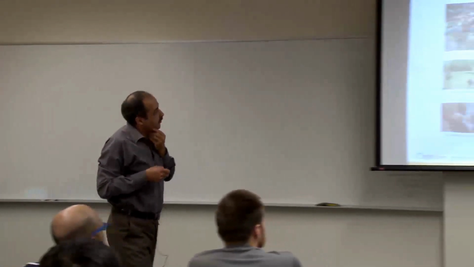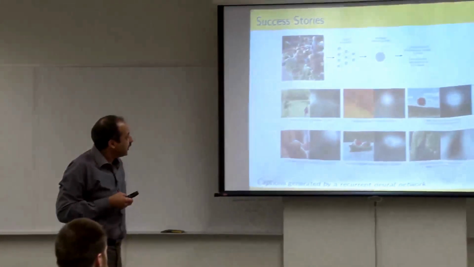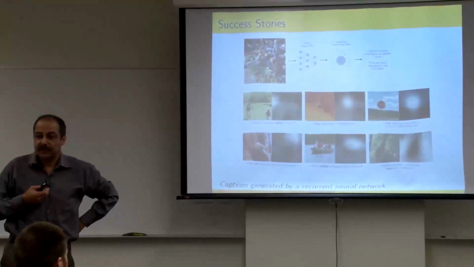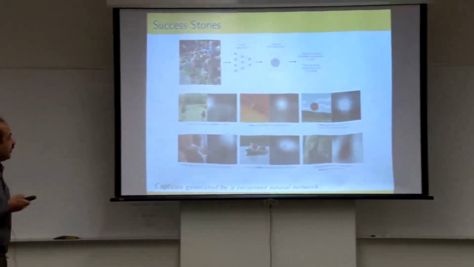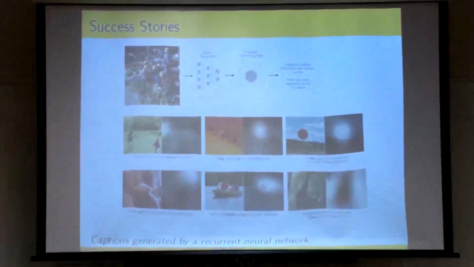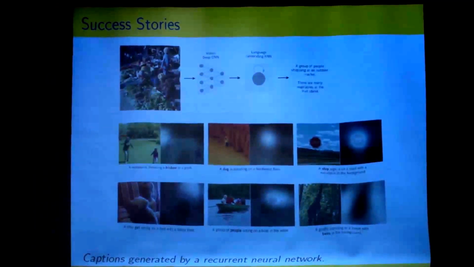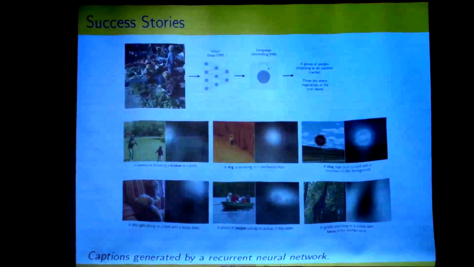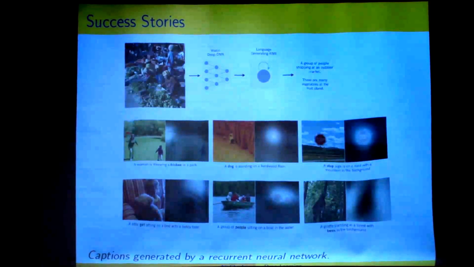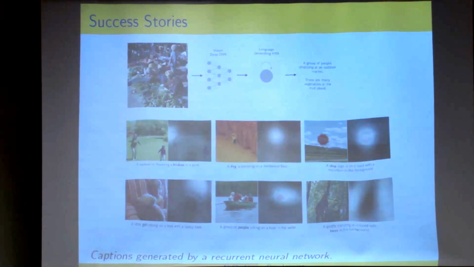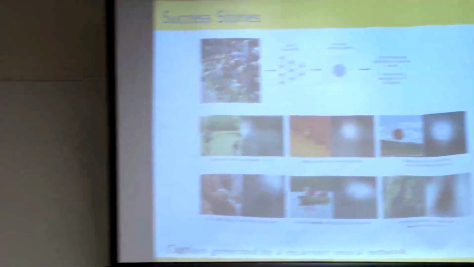There is a paper which shows how to generate captions for images. These captions have been generated automatically. This caption says a woman is throwing a frisbee in a park. The input of the model is just this picture, and the caption has been generated by the model. So the model basically explains what this image is. Okay.